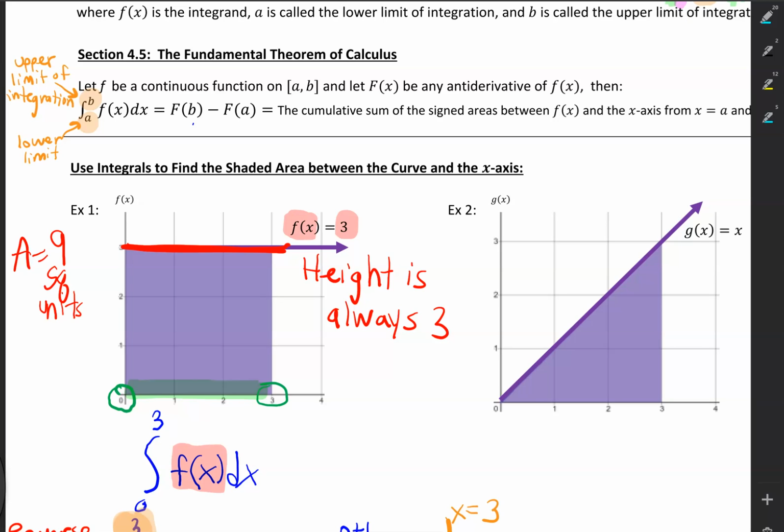And order is important in subtraction. So when I look at my theorem here, it says plug in the upper limit first. So first I'm going to plug in the upper. Then I plug in my lower limit second. And then I'm going to subtract them. So let's go ahead and do that.